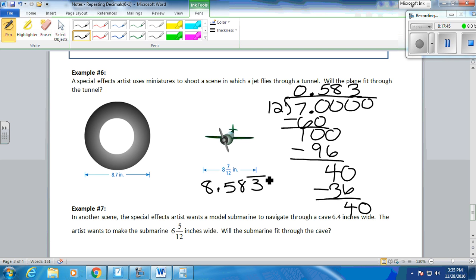So really, since we have 8 7/10 compared to 8 583 thousandths, I really only have to look at the number in the tenths place. And since the 5 is smaller than the 7, the plane will fit. And the answer is yes. 8 7/12 is less than 8 7/10.